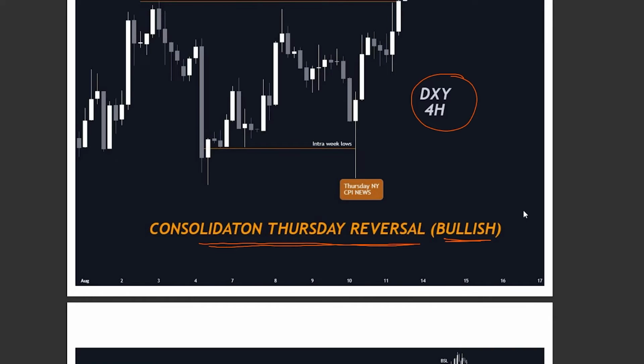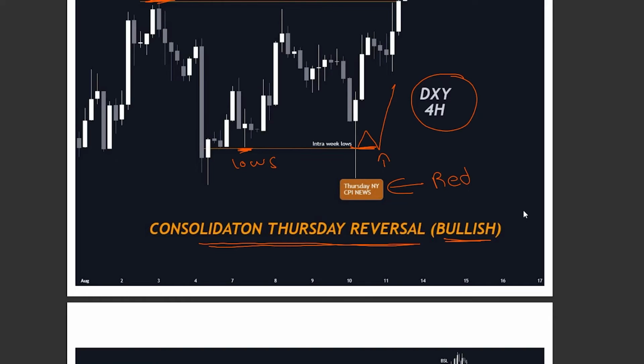Now on this news, the CPI news, which is a red folder news, and it came out in the NY session, what did price do? Price took out these lows and closed back above the intra-week lows. This gave us a sign that there was strength in the market for Dixie. Hence, it would make sense if we start to long Dixie from here, targeting at least these equal highs.